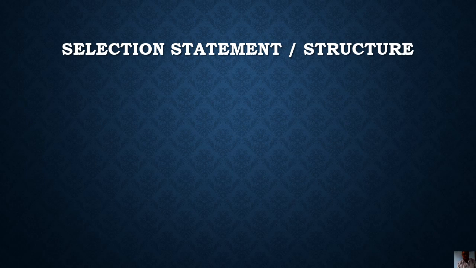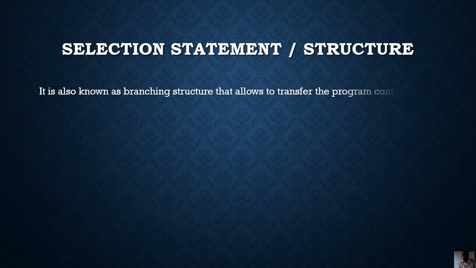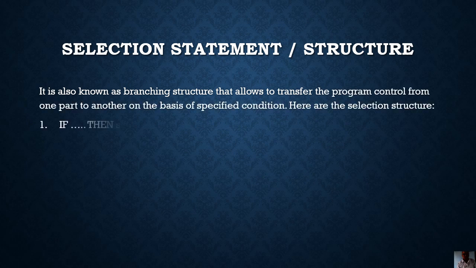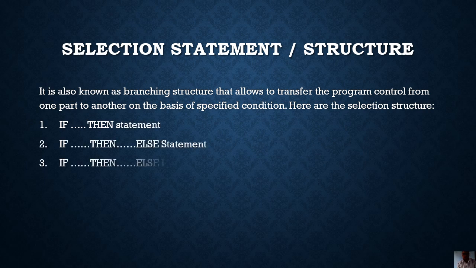Selection statement structure is also known as branching structure that allows transferring the program control from one part to another on the basis of a specified condition. Here are the selection structures. You can see the selection structures down here. These are the if conditions, or if branching statements. So why do we need this? We need this to control the program structure.